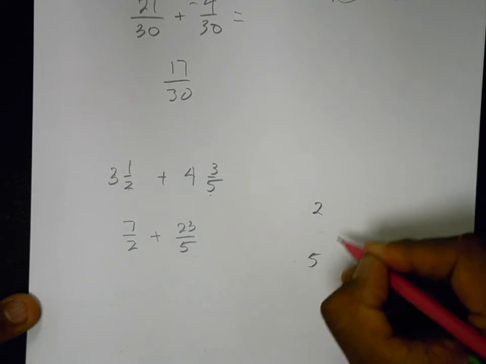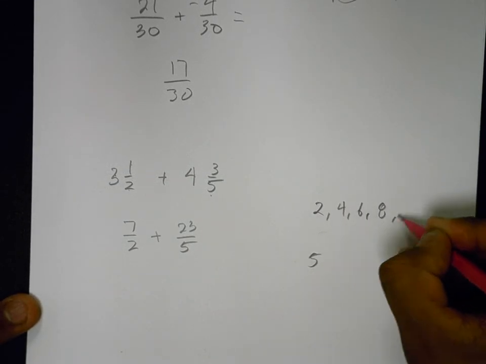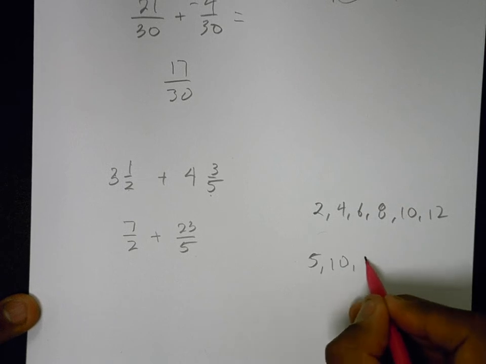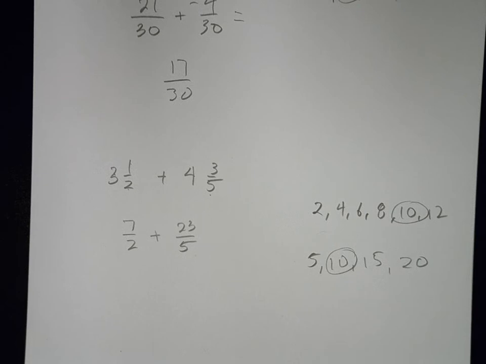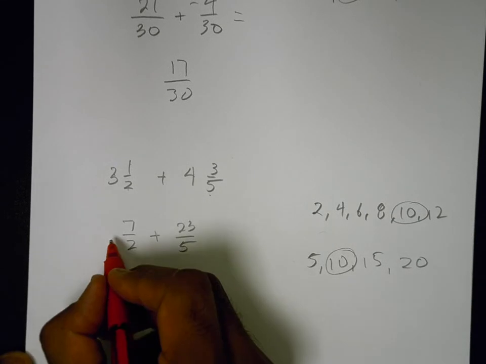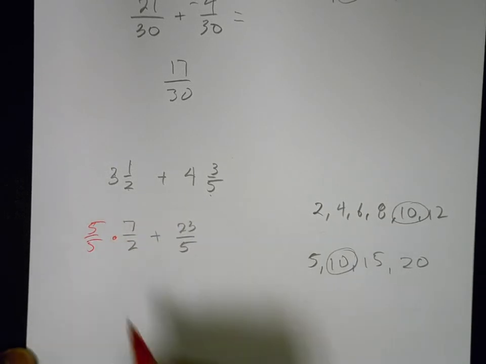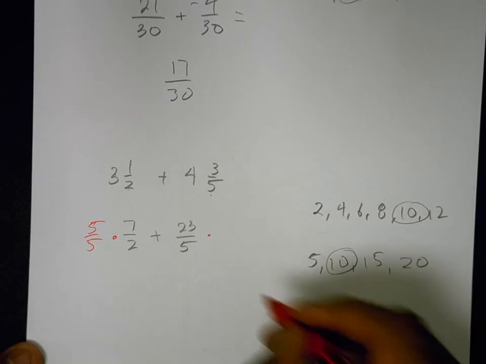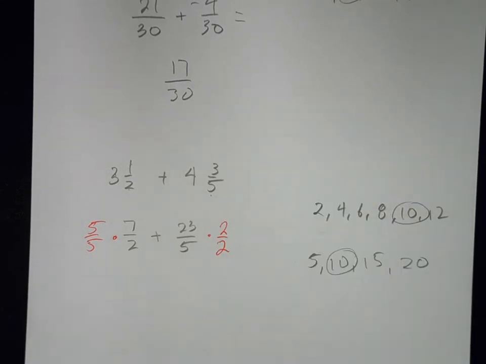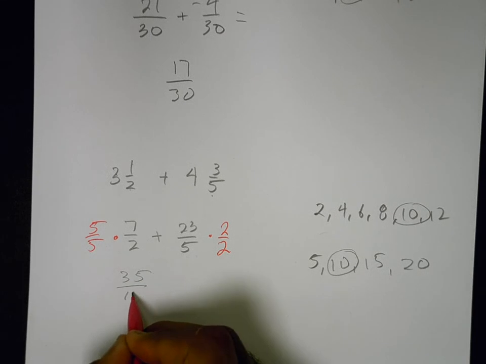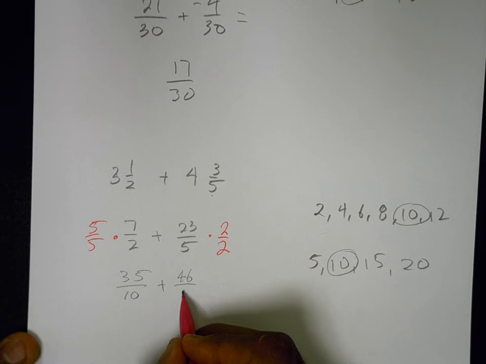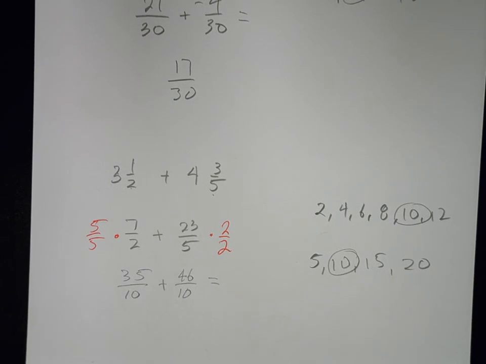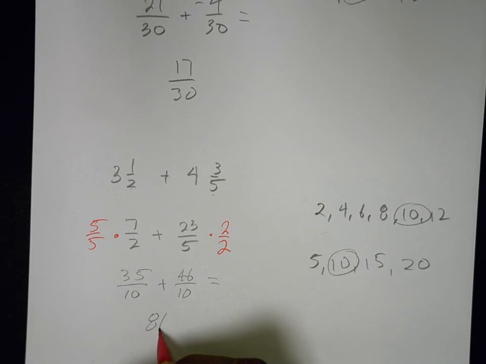And so I'll list my numbers out: 2, 4, 6, 8, 10, 12, and 5, 10, 15, and 20. A lot of us could see that it's going to be 10 pretty quick. So what do I have to multiply this by to get 10? I need to multiply by 5. This one needs a 2 over 2. And I end up with 35 over 10 plus 46 over 10. Now I can add the tops, add the numerators, and I get 81 over 10.